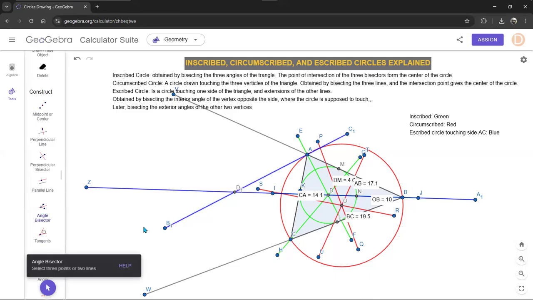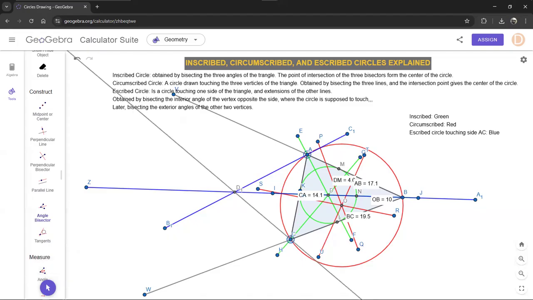So we go to angle bisectors. We need to bisect the exterior angle at vertex C. So this is angle A, C, W. As you can see, our bisector is at the right point. That is where we want. So we just need to shorten it.